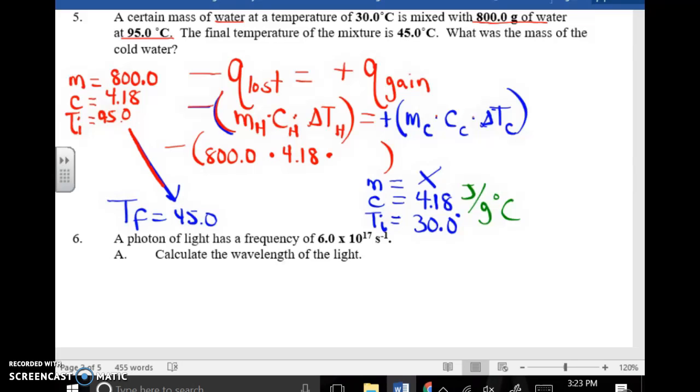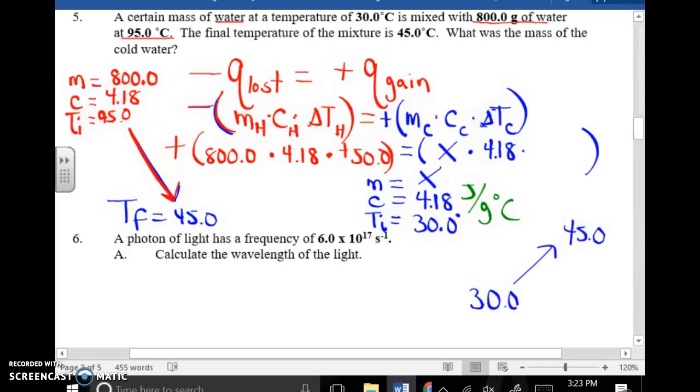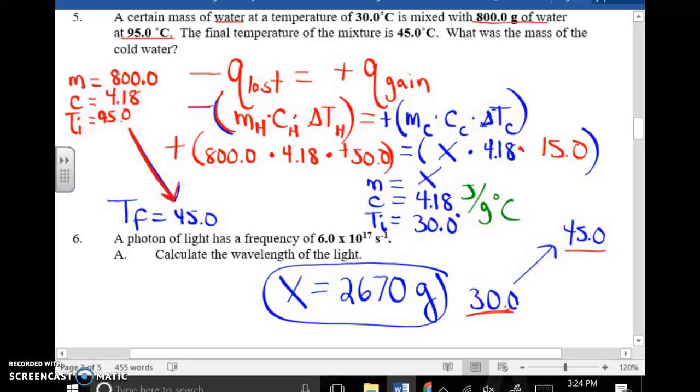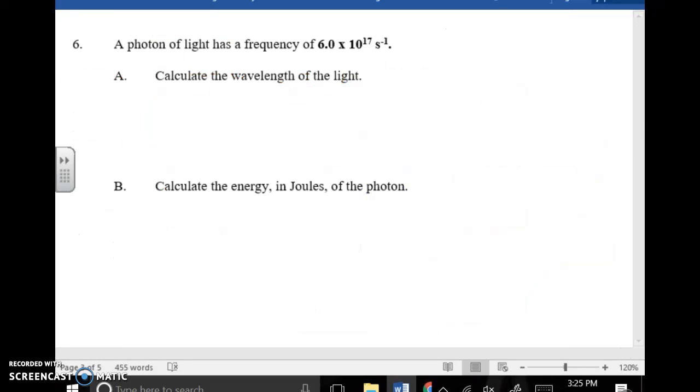Notice that I had a decrease from 95 to 45. That means there was a negative 50-degree decrease. That means that those negatives cancel out. We're solving for the mass of the cool water. It's 4.18 specific heat. Notice that the cool water went from 30 up to 45. That was an increase, a positive change of 15 degrees Celsius. So we're just going to solve for x. When we do, we get 2670 grams of water.